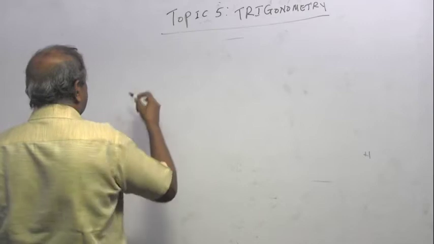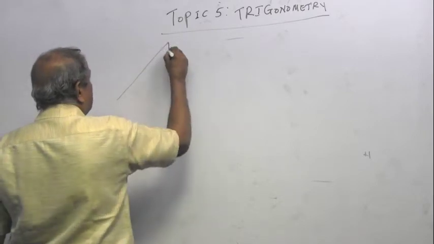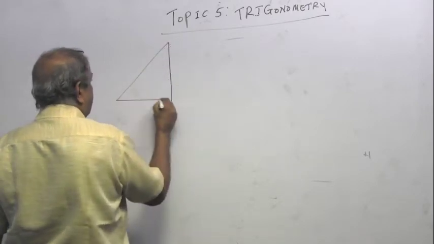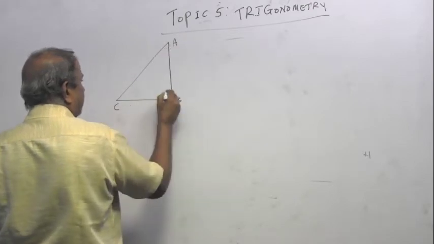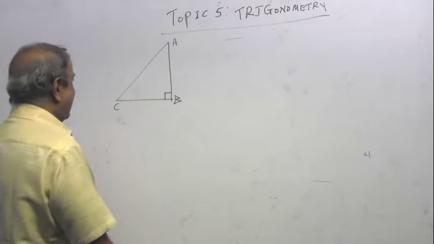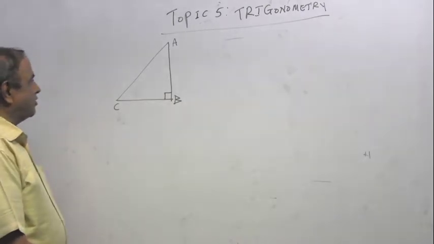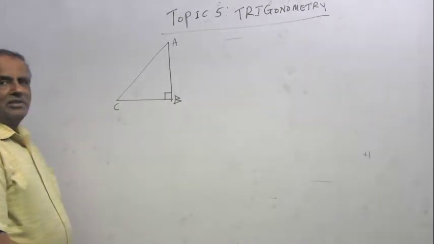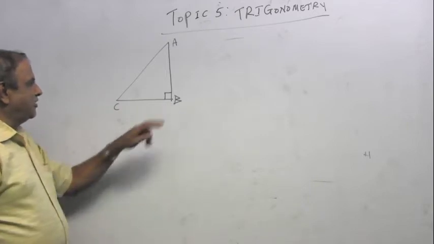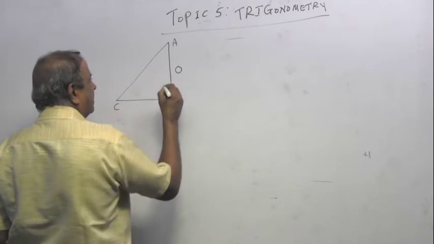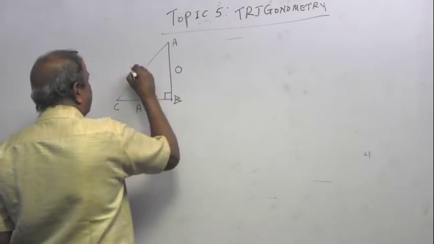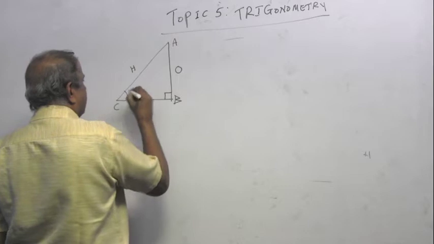I have a right angle triangle. I'm going to call this A, B, C. A squared plus B squared is equal to C squared, something like that. Then that should have been C, doesn't matter. So now this is the opposite side. That is the adjacent side. That's the hypotenuse. That's the angle theta.